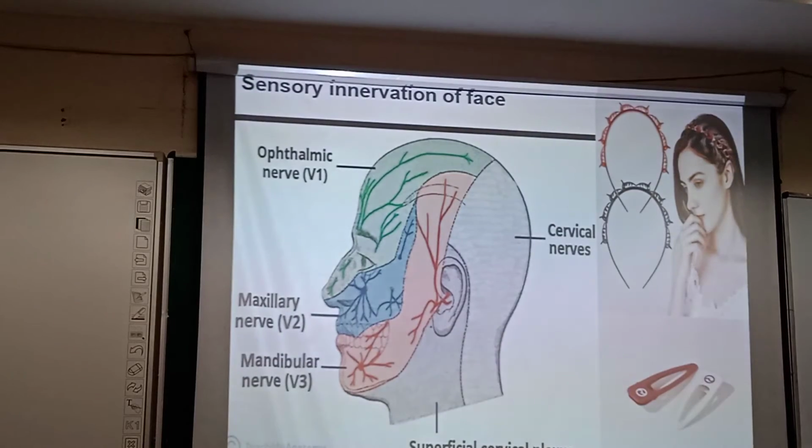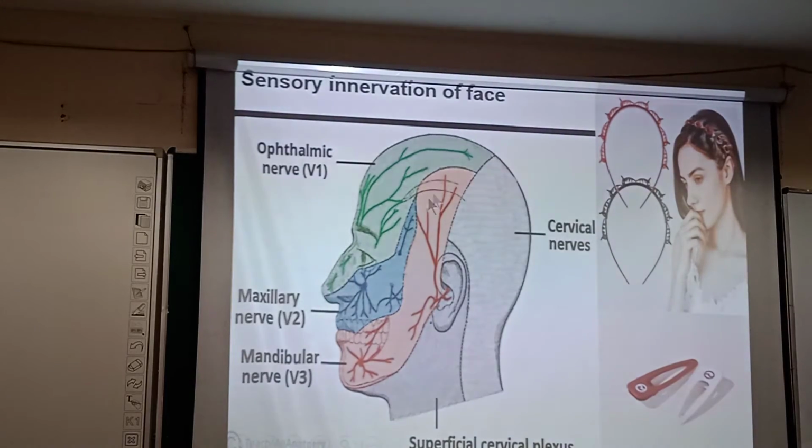Coming to sensory innervation of the face. Very, very important. Sensory innervation of the face by the trigeminal nerve: ophthalmic, maxillary and mandibular. You have to draw this diagram in your university exam. Very, very important. But how will you memorize?